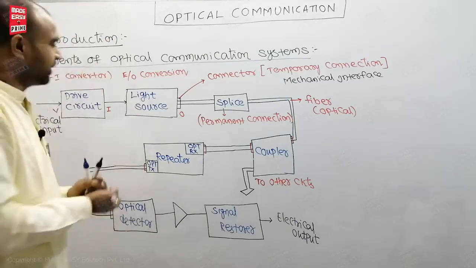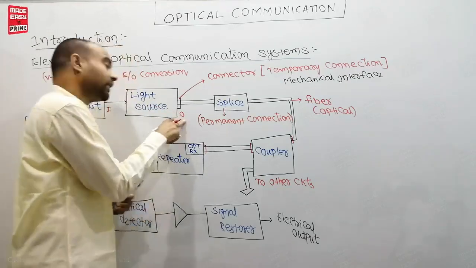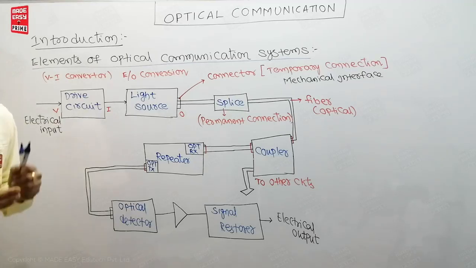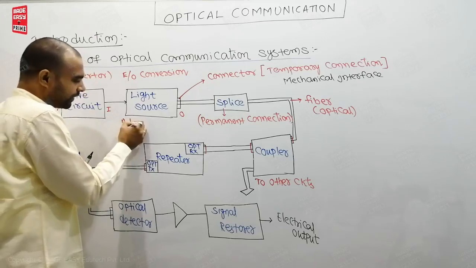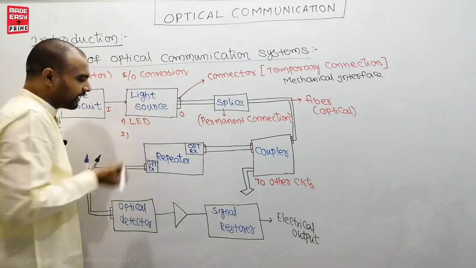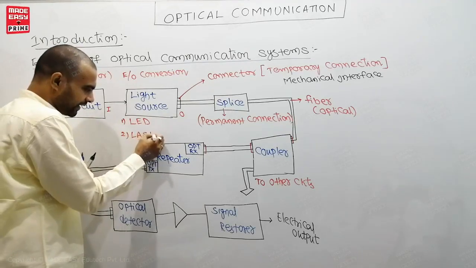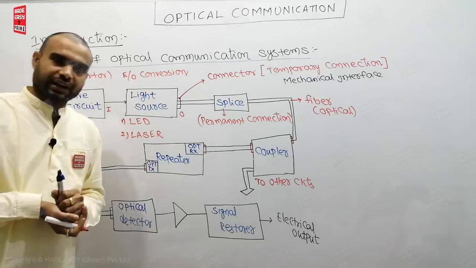So we need to convert your electrical signal into the optical. That conversion will take place with the help of a light source. Such light sources are of two types. One is called an LED, light emitting diode, and the second one is called a laser, light amplification by stimulated emission of radiation.